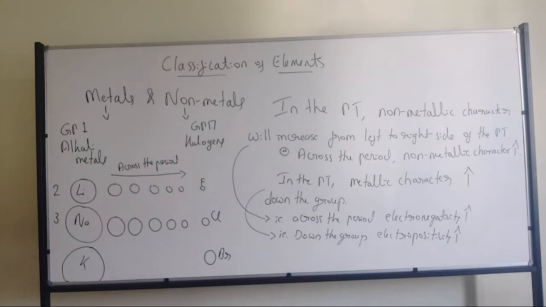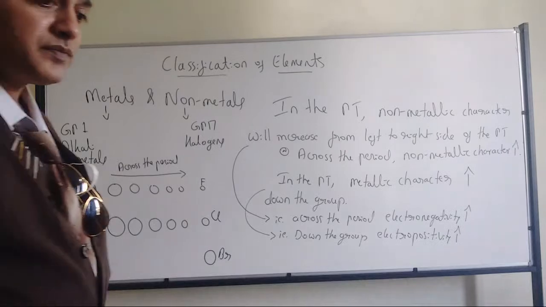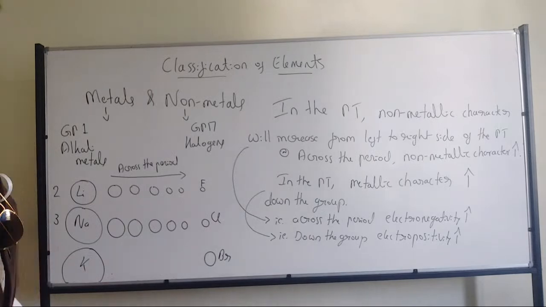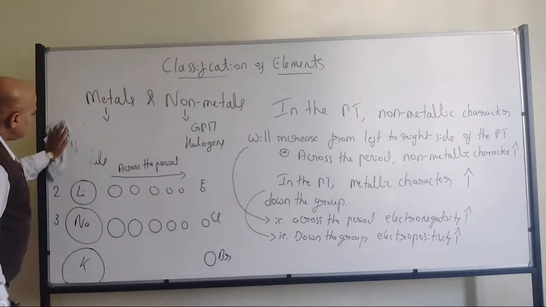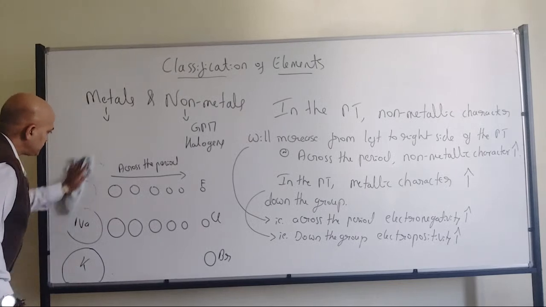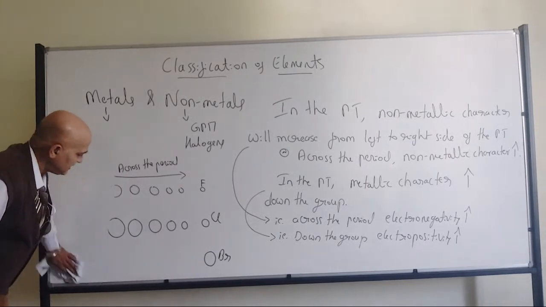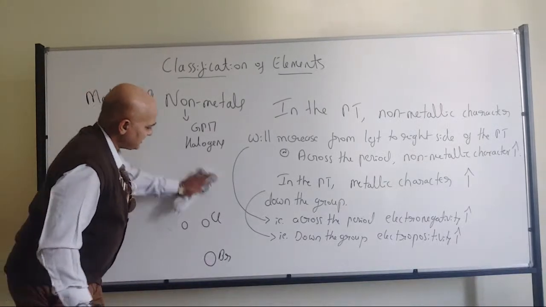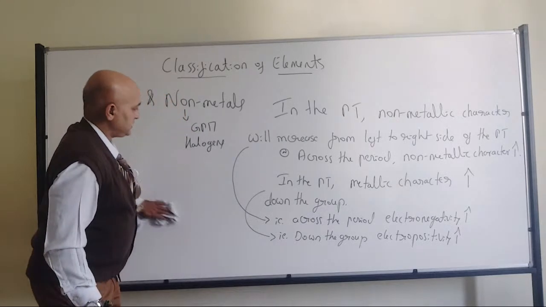Fine. All of you have understood? Any doubts? Any doubts in these statements? Okay, done. Whether you have understood or not, that's how we have the metals and non-metals character across the periodic table, and how they are distributed.